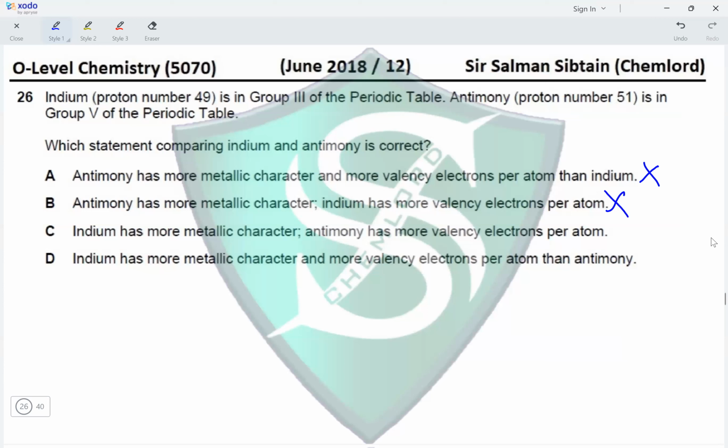Next, indium has more metallic character. Yes, because indium is found on the left side of the periodic table compared to antimony. And antimony has more valence electrons per atom. Yes, antimony has a proton number of 51 and also belongs to group 5. So it has 5 valence electrons, whereas indium has 3 valence electrons. And the last one, indium has more metallic character, yes, and more valence electrons, no. It has fewer valence electrons than antimony. This makes option C the correct option for this question.